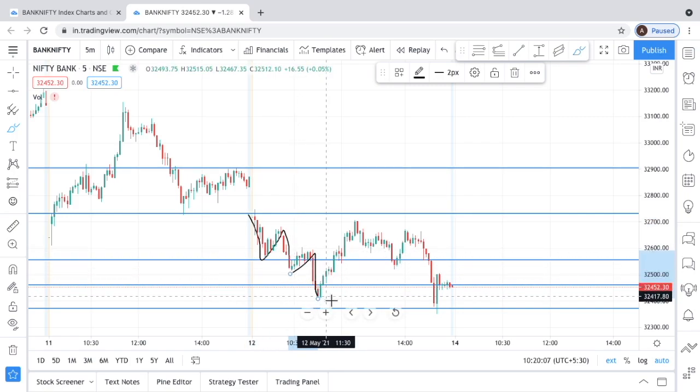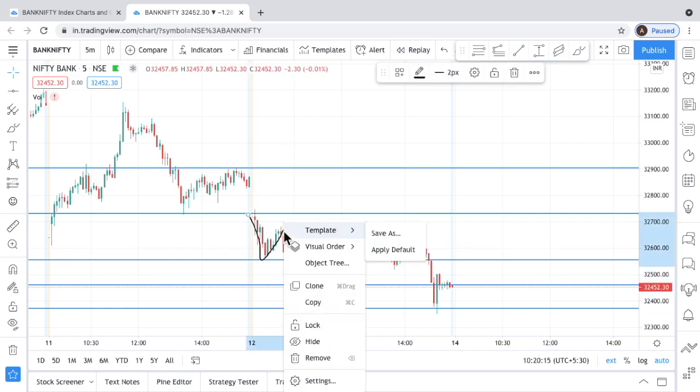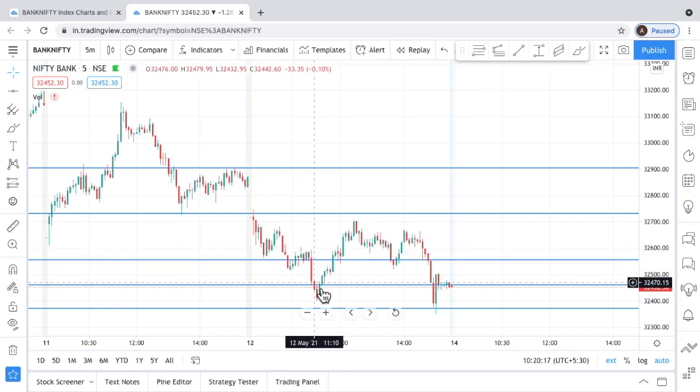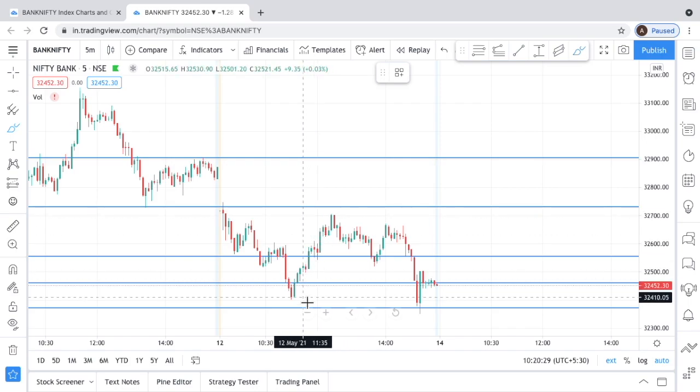Then again we went up and we fell. Okay, and this is almost even the second target that I had drawn, achieved on Wednesday. So now what about the up move? Like intraday, you need to catch the down move, up move, everything, right? So I was a little skeptical about going long here because we have already fallen so much. So I waited to see how the trend moves.